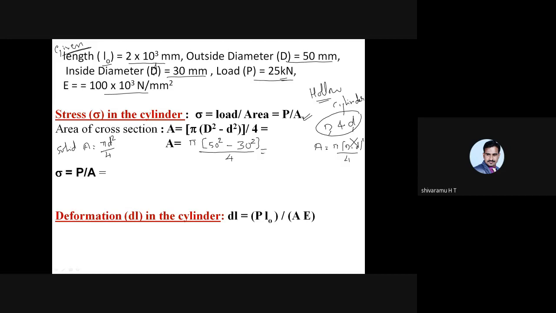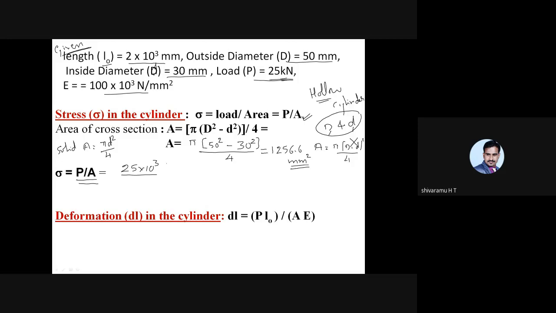So the area of the cross section after simplifying, pi into 50 square minus 30 square divided by 4, we get 1256.6. The unit is millimeter square. The area of the cross section is 1256.6 square millimeter. Now we can find the stress. Stress is equal to load divided by area. Load is given, 25 kilonewton, which we can express as 25 into 10 power 3.